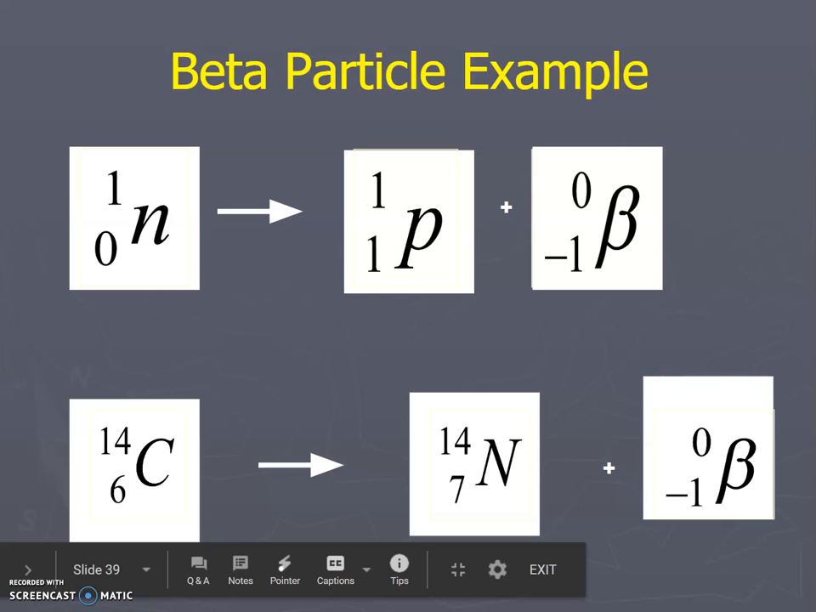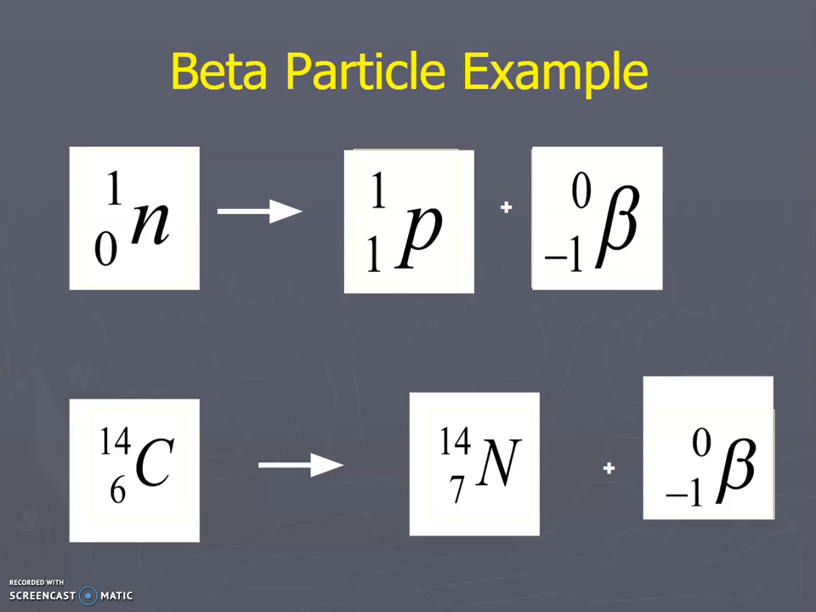A beta particle example will look like this. Okay, you can split, what is this right here, this lowercase n? Do you remember? This is a neutron. Okay, you can split a neutron into a proton and a beta particle.